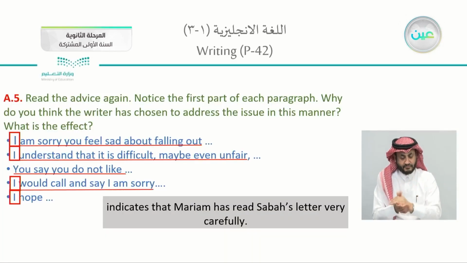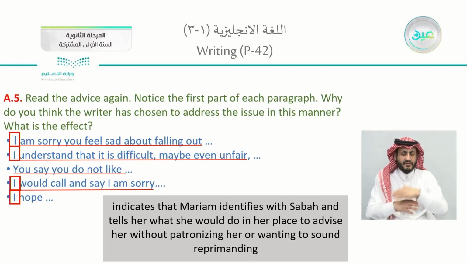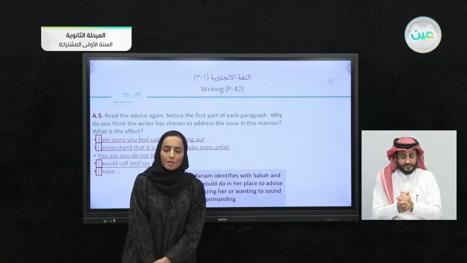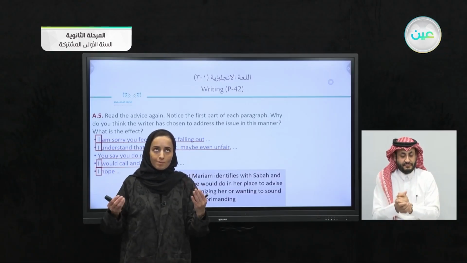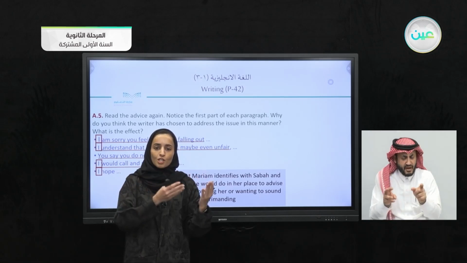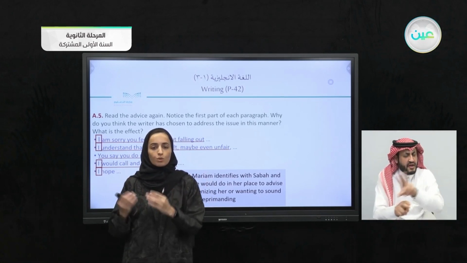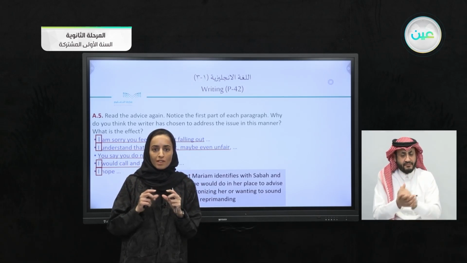Also, paragraph number 4, I would call and say I am sorry. And here it indicates that Maryam identifies with Sabah and tells her what she would do in her place, to advise her without patronizing her or wanting to sound reprimanding. What do we mean in here? Maryam is putting herself in her situation. If I were you, I would do this. And this is the core of the advice letter.